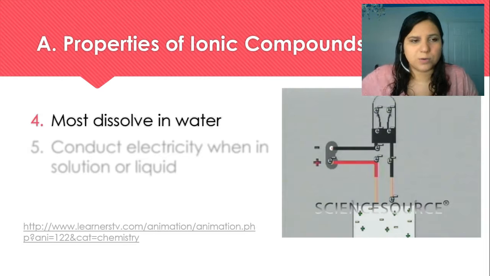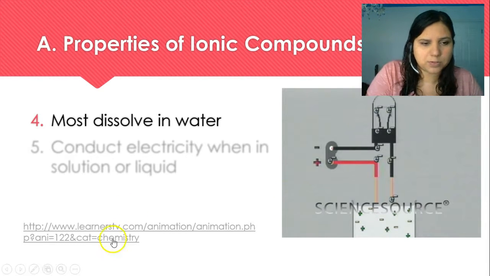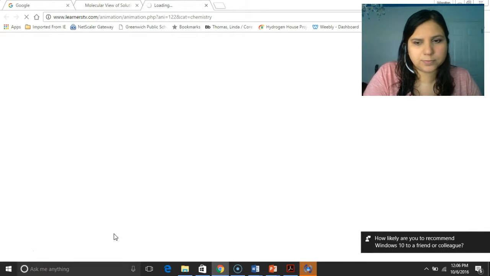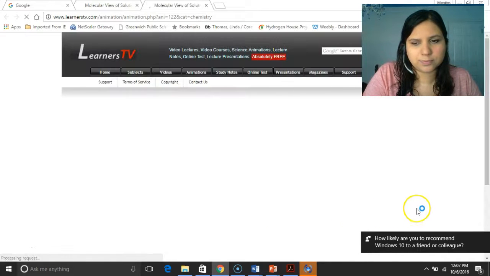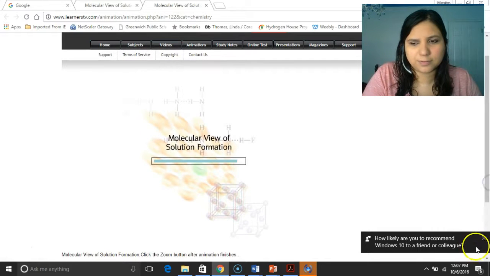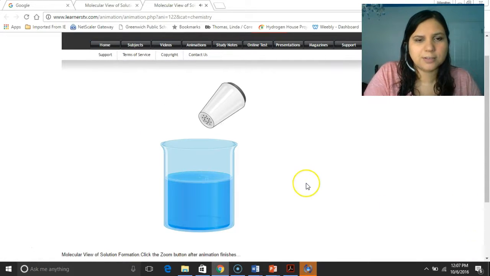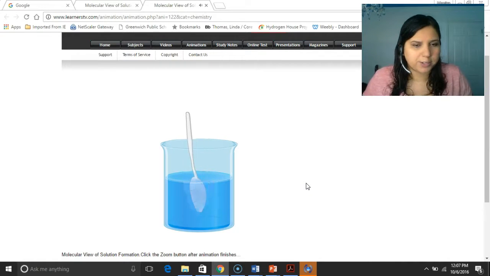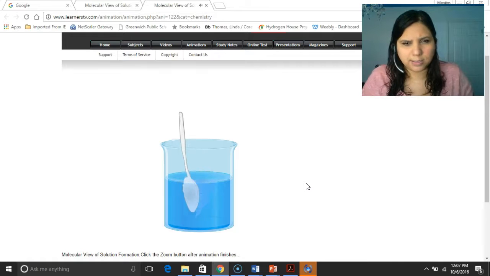Okay, most of them will dissolve in water. So let's talk about that. Okay, so here table salt is being added to water. We're just going to zoom in to see what that looks like.